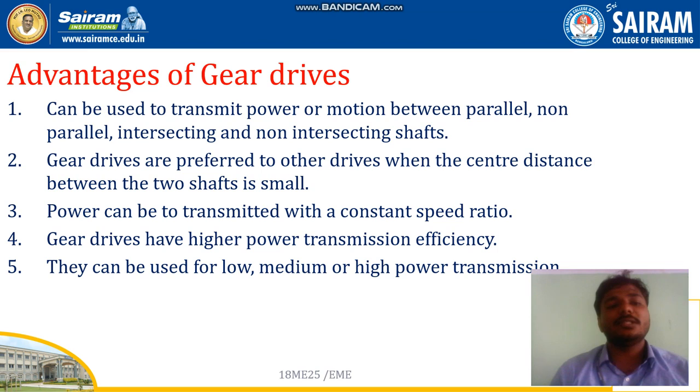The next advantage is that power can be transmitted with a constant speed ratio. We can easily transmit power at a constant rate or constant speed in order to achieve the efficiency of a vehicle, or easily transmit the motion or power from one shaft to the other. And the next one is they can be used for low, medium or high power transmissions.